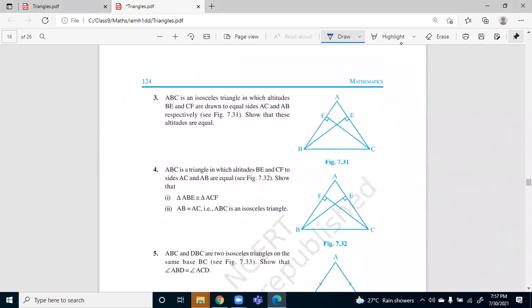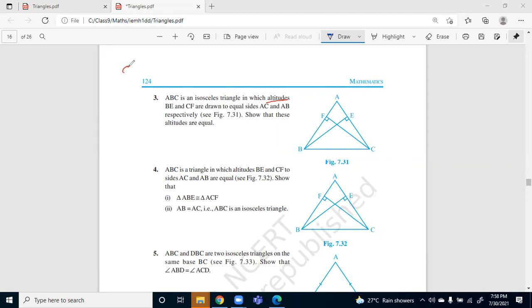Okay, so now we are on question number 3. Triangle ABC is an isosceles triangle in which altitudes, meaning they are making 90 degrees. You can see from the diagram itself that this is a 90-degree angle and this is a 90-degree angle, drawn to sides AC and AB. Show that these altitudes are equal. तो वो देखने में थोड़ा सा गड़बड़ हो जाता है, हम देख नहीं पाते हैं उस ट्राइंगल को. इसके लिए इजी वे आई एम शोइंग यू.